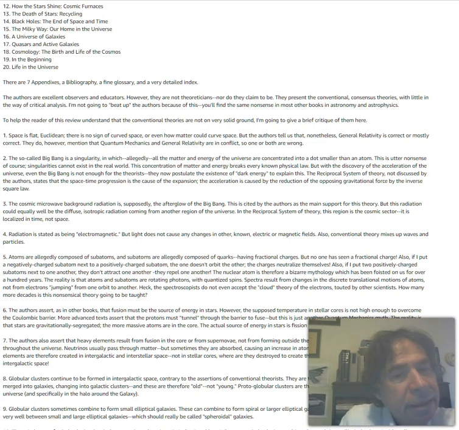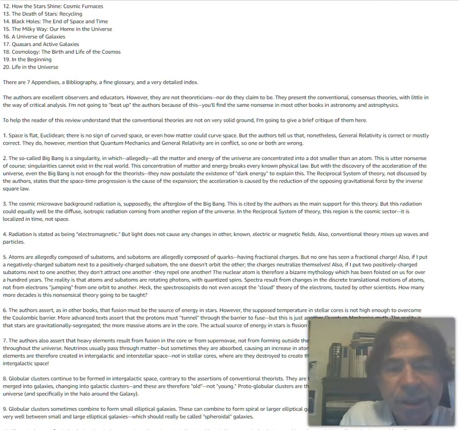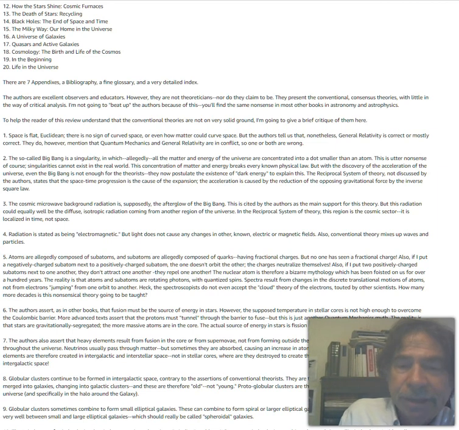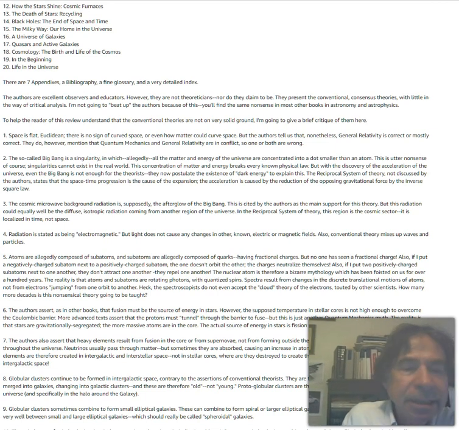Number 3. The cosmic microwave background radiation is supposedly, according to the conventional theoreticians, the afterglow of the Big Bang. This is cited by the authors as the main support for this theory, but this radiation could equally well be the diffuse isotropic radiation coming from another region of the universe. In the reciprocal system of theory, this region is the cosmic sector, or the inverse sector. It is localized in time, not space. And of course, in the reciprocal system, space and time are 100% symmetrically related.